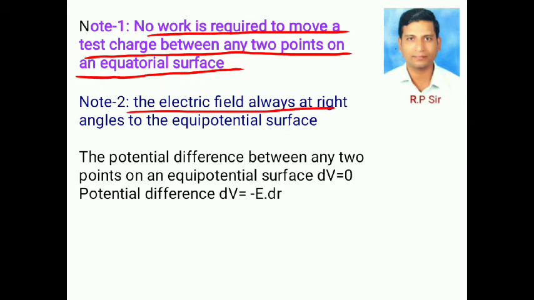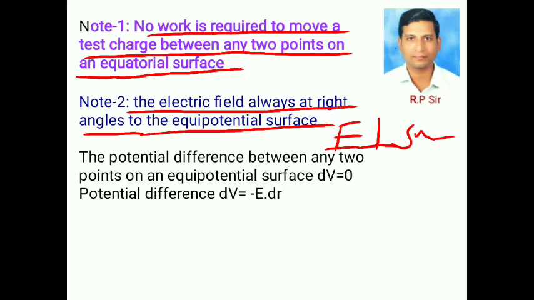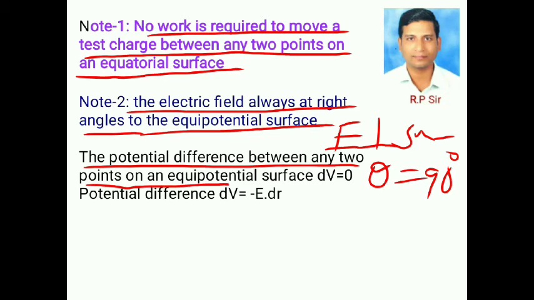The electric field is always at right angles, that is 90 degrees, to the equipotential surface. E is perpendicular to the equipotential surface. That is, theta equals 90 degrees between the electric field and the equipotential surface. As we know, the potential difference between any 2 points on an equipotential surface, dV, is equal to 0. The relation between potential difference and electric field is given by dV equals minus E dr. Later we will discuss this topic.